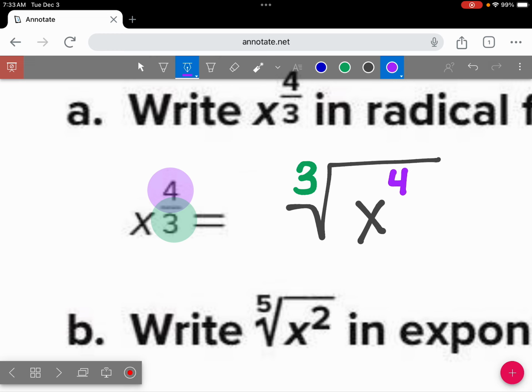So what is the 3 called? Index. They labeled it n because we couldn't use i for index, because i is the imaginary number. So the bottom number of the fraction is always going to be the index? Every single time. The bottom number is your index.